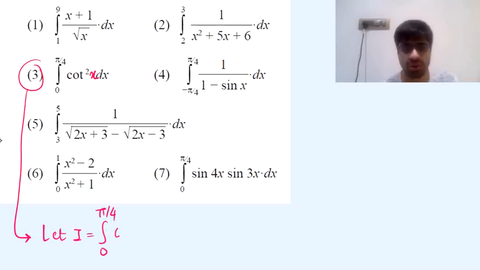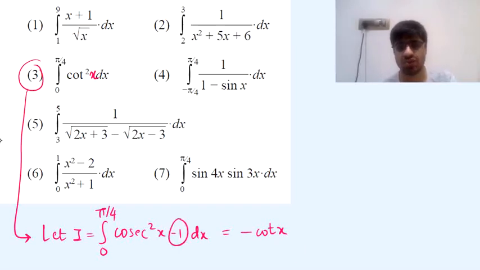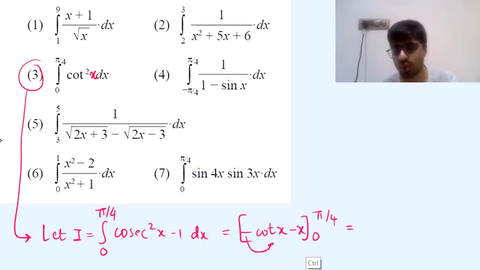You can write cot square x as cosec square x minus 1. So integration of cosec square x will be minus cot x, and integration of minus 1 will be minus x, and that goes from 0 to pi by 4. So when you put x as pi by 4, you get minus cot pi by 4, which is minus 1 minus pi by 4. So that's minus 1 minus pi by 4.